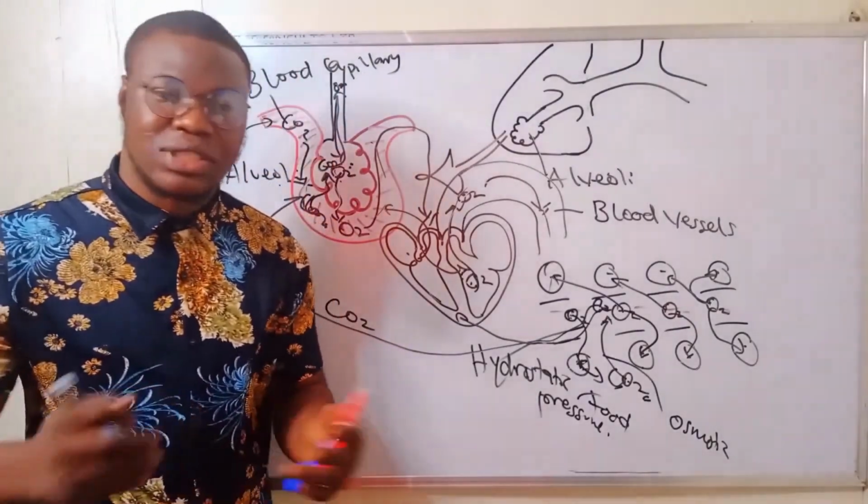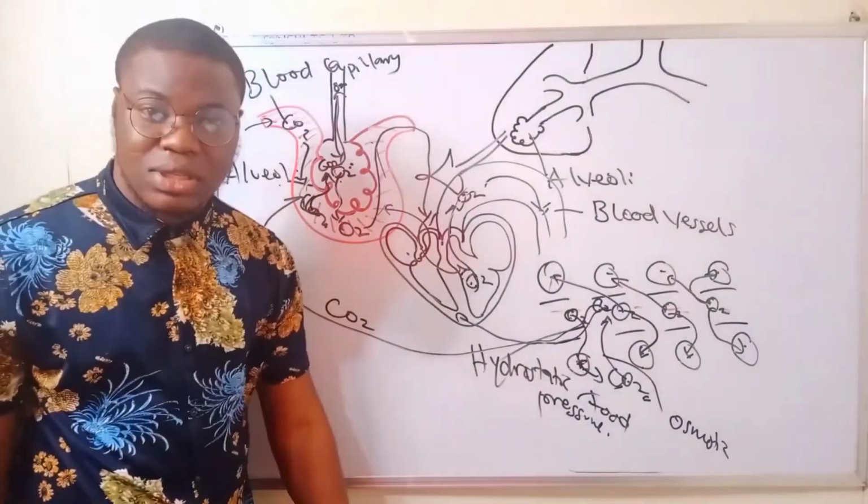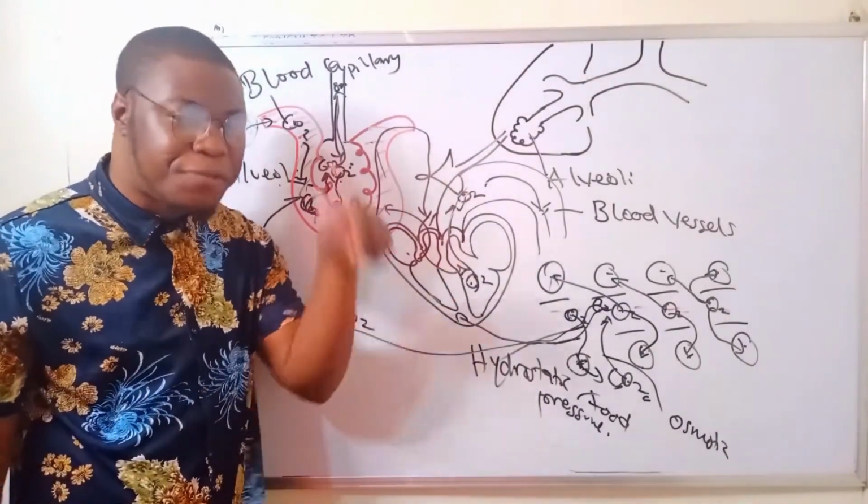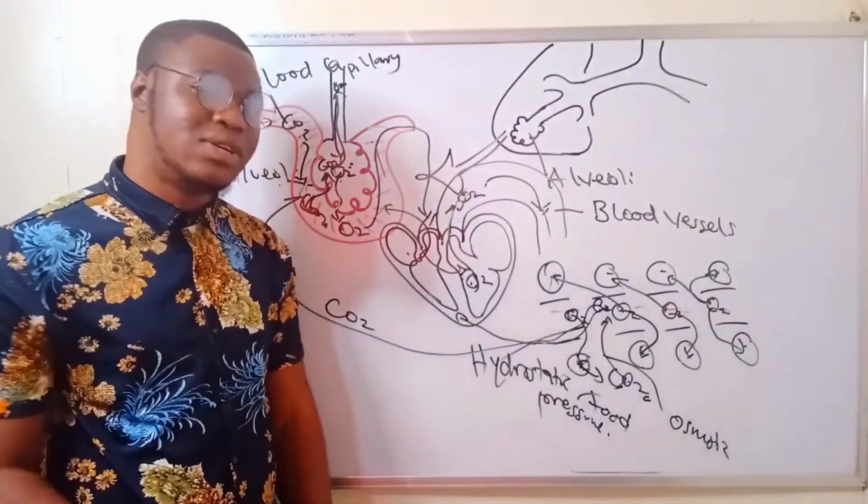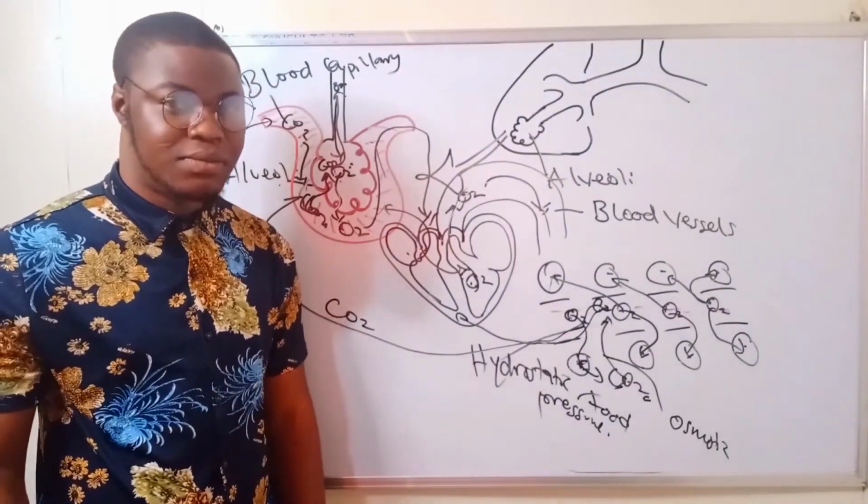So the carbon dioxide we breathe out is from what? It's from our cells. And the oxygen we breathe in is for what? Is for our cells. So we breathe in oxygen for our cells, and we breathe out CO2 from our cells. As simple as that.